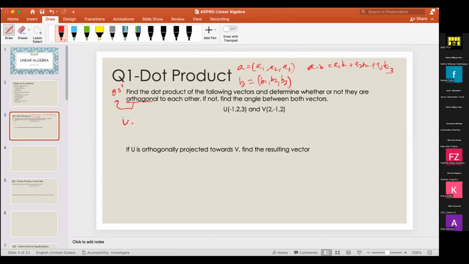And so U dot V is -1 times 2 plus 2 times -1 plus 3 times 2. And if we were to do the summation, this would be equivalent to -2 minus 2 plus 6, equivalent to 2. Okay. And so because U dot V is not equivalent to 0, that means this is not orthogonal.